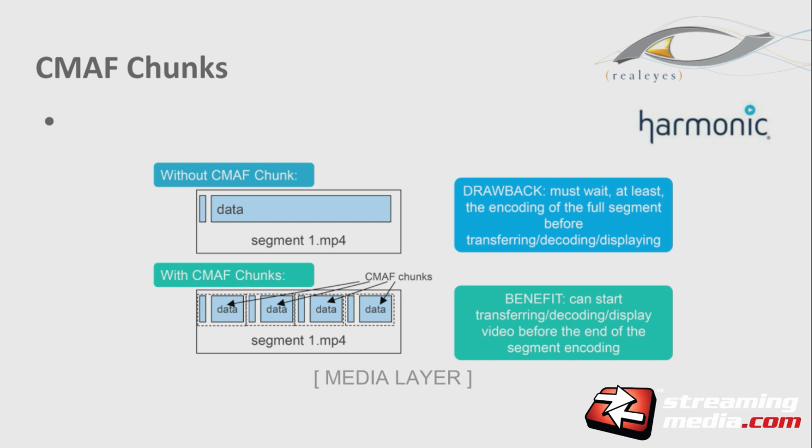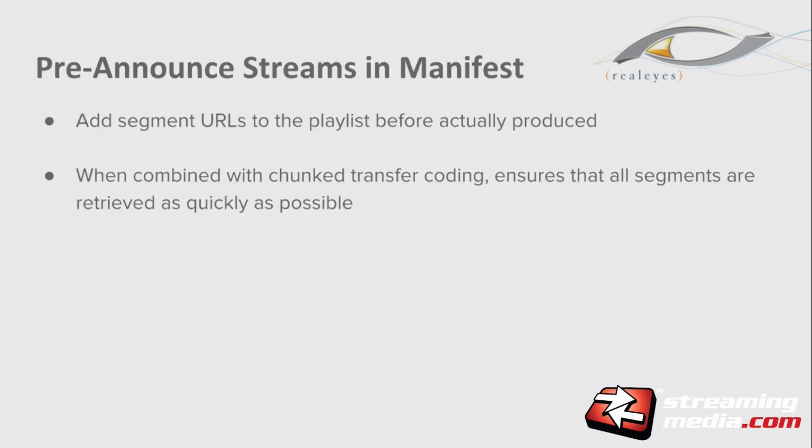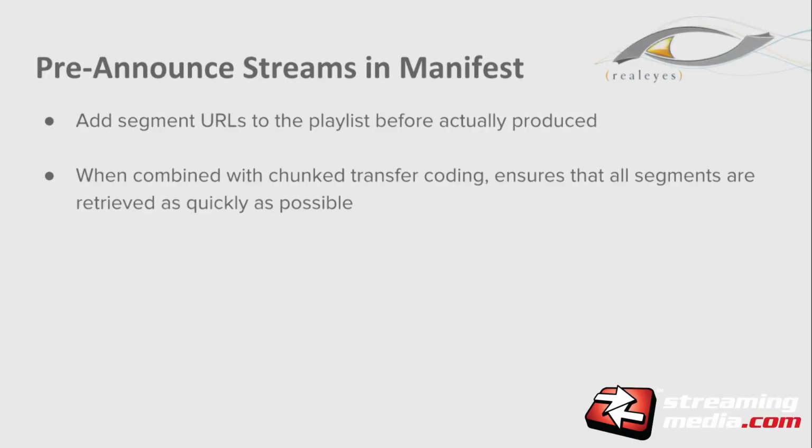But while it's loading, CMAF chunks are currently available or coming to be available in DASH, not yet for HLS. You can set up chunks which give a little bit of moov data in the beginning and then data chunks as they come that fill in to create that whole segment. And you can start doing the concept of pre-announcing content before it's necessarily available. So we'll see how that works. Pre-announcing streams and manifests essentially adds segment URLs to the players before they're actually produced. So it's telling the manifest, hey, this data is coming. You can start loading it if you want. We can't guarantee you're going to get it. When combined with chunk transfer coding, it ensures all segments are received as quickly as possible.